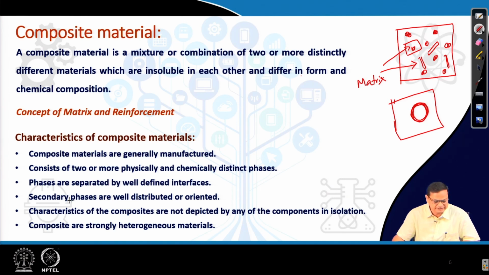And the characteristics of these composites are not depicted by any of the components in isolation. That means, if we do not make this combination, if we try to use these different phases separately, we will definitely not end up having the properties that we see in composite materials. And obviously, composites are strongly heterogeneous structures.